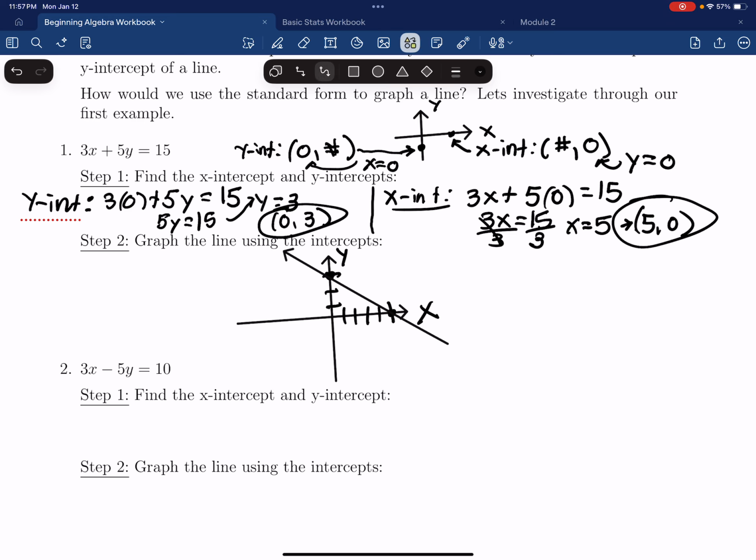And there you have it. That is our linear equation using those 2 intercepts.